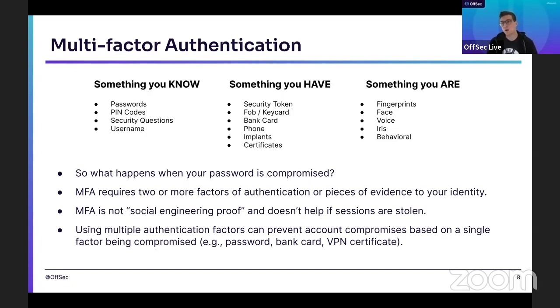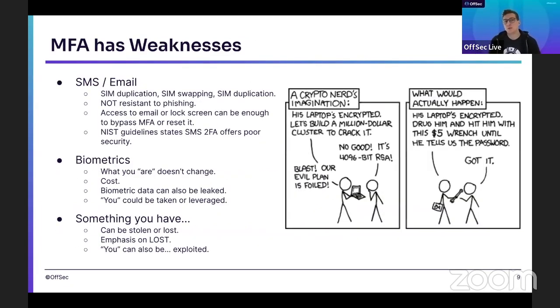If you lose your bank card, which is another example, they still need a PIN code typically. Or if you had a VPN certificate stolen, you still need a username and password. So there's various ways of using this to your advantage. Like I said, there's a lot of weaknesses, but here we go. So MFA has weaknesses. It's a great step. Any MFA is better than no MFA.